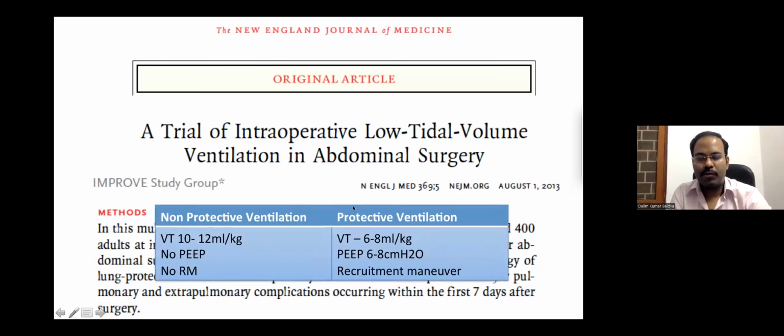So what happened? The protective ventilation group received 6 to 8 ml per kg of tidal volume, 6 to 8 centimeter of H2O of PEEP, and intermittent recruitment maneuvers. Whereas in the non-protective ventilation group, there was higher tidal volume, no PEEP, and no recruitment maneuver. For the purpose of these studies, most of the studies had defined recruitment maneuver in a similar fashion: 30 to 40 centimeter of water of airway pressure, manual recruitment, persisting for 30 to 40 seconds.